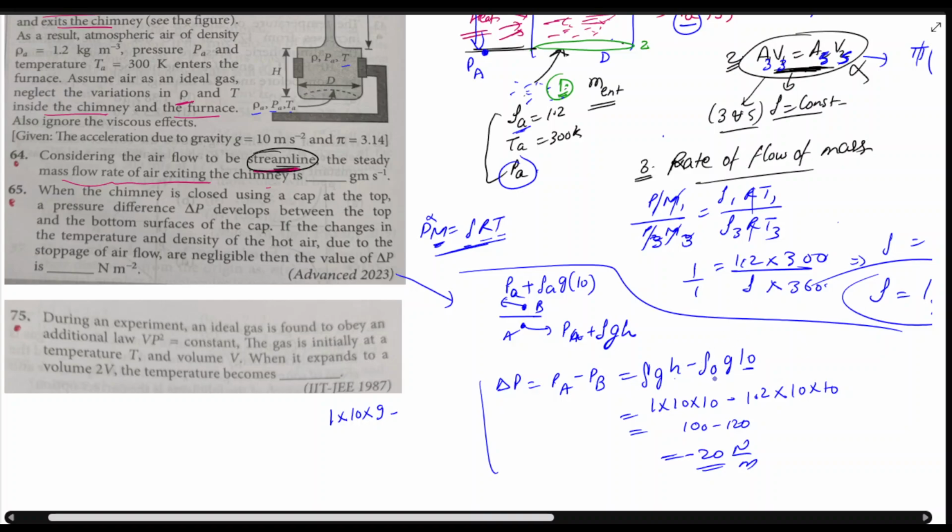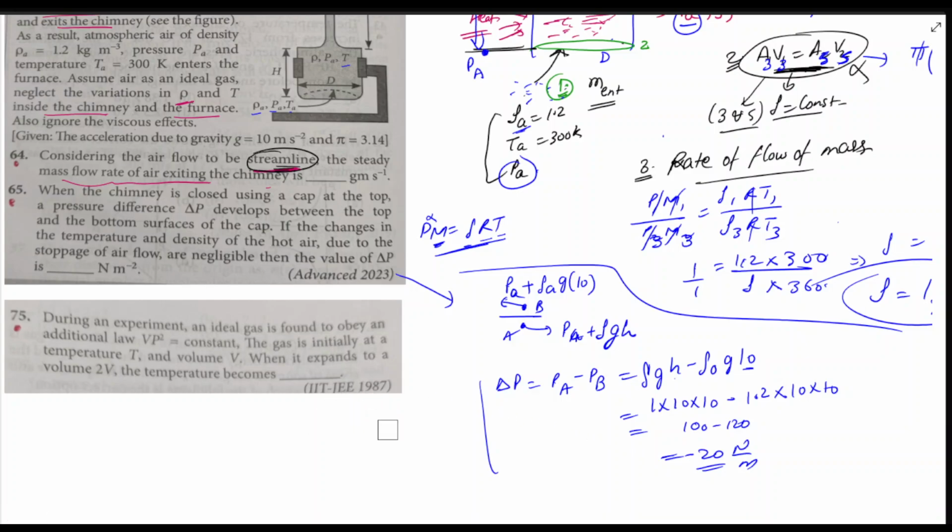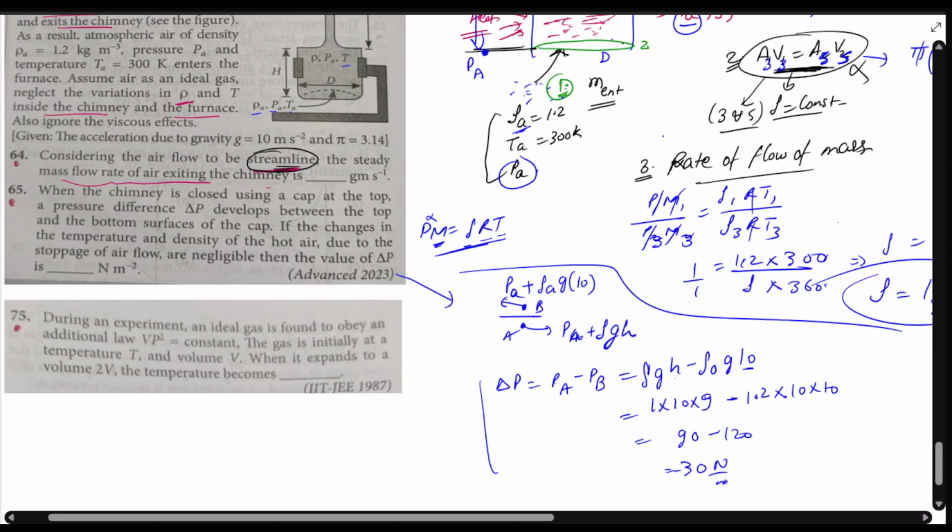and the pressure. Okay, so I've made some mistake, right? So this small h is actually 9. That is the mistake I have made here. So this is 9. Okay. So 1 g, this is 9 minus 1.2, 10 into 10. So we will get 90 minus 120. So it will be minus 30. So my answer will be 30 Newton per meter square.